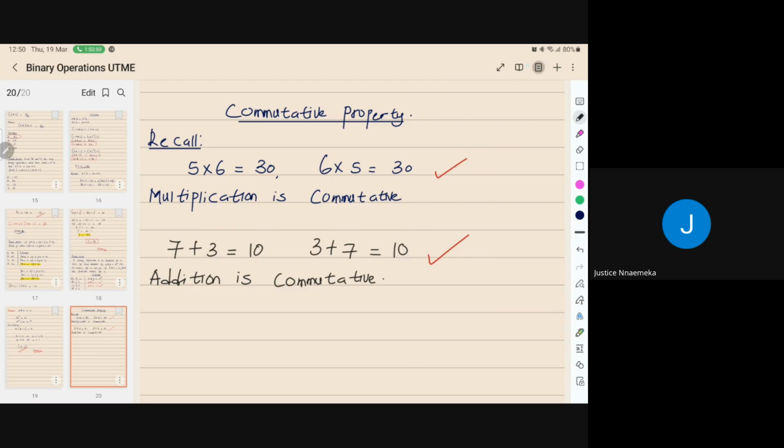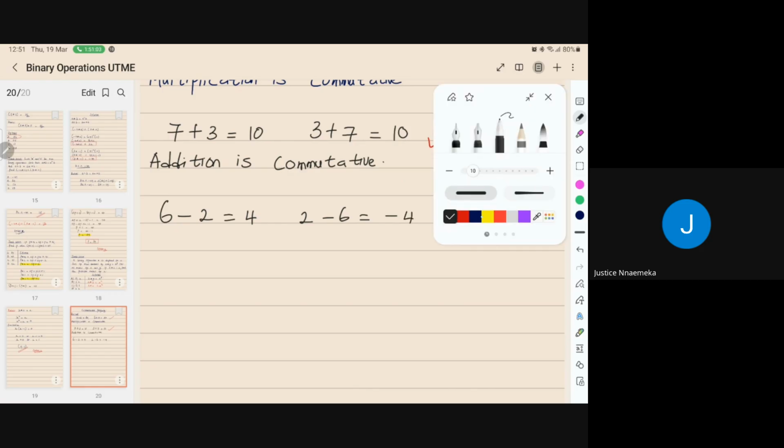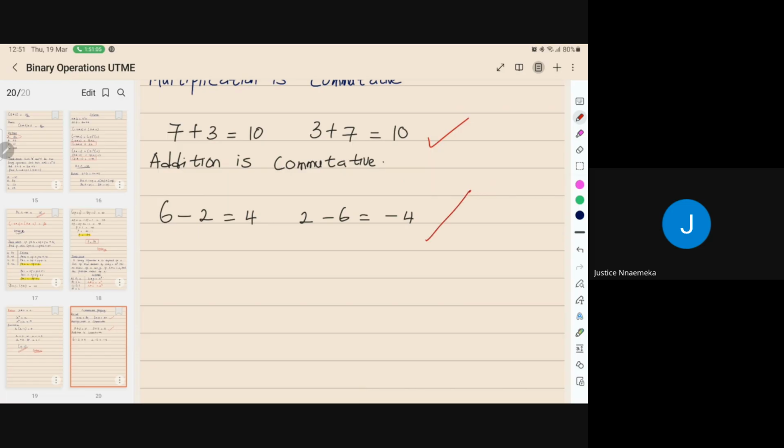How about subtraction? Let's check. For your subtraction, we have 6 minus 2 is equal to 4. 2 minus 6 is equal to minus 4. So you can see what happens here, that subtraction is not commutative.